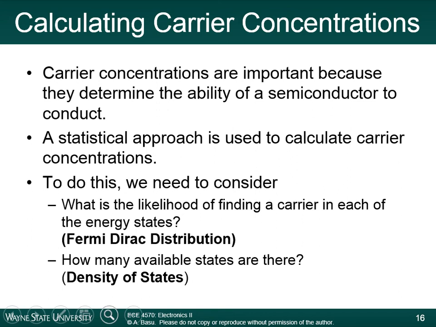The second part is the likelihood that the energy state is full. It's a probability. So what's the unit of probability? There's no units, right? So this is a probability, the likelihood of finding a carrier in each one of the energy states. That's a number between 0 and 1. If you multiply these two together, then you will get the number of electrons per centimeter cubed.